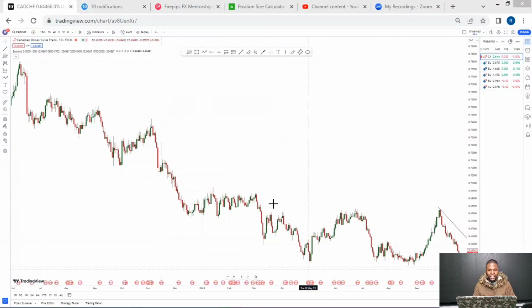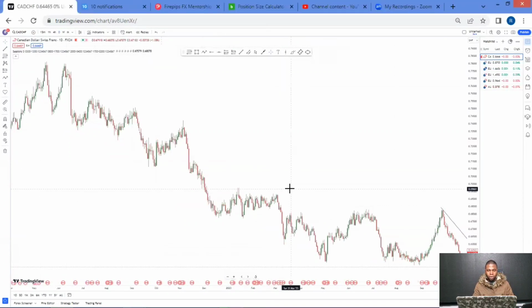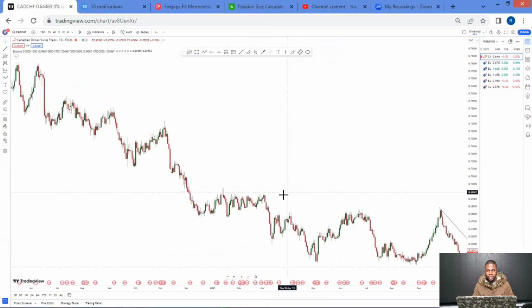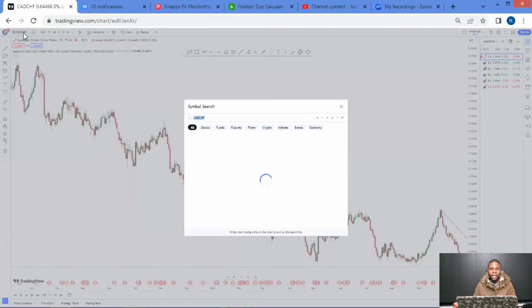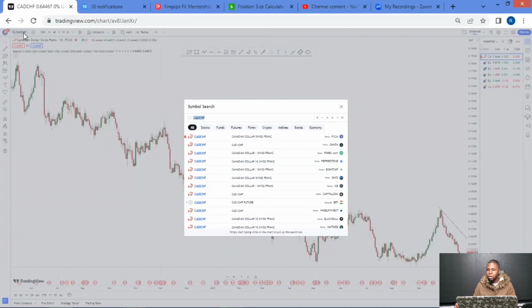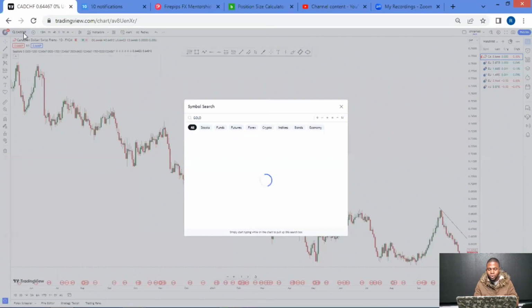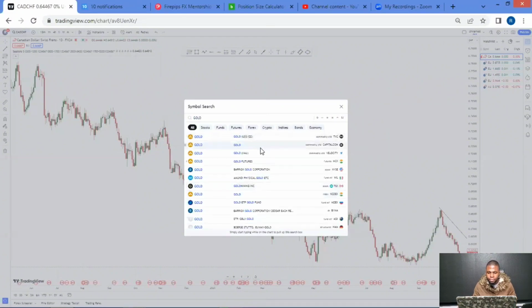Now look at this pair. Or let's choose something random. What pair can I go for? I know some people are saying GU, some people are saying EU, some people are saying gold. Let me think about it. Okay, let's do gold, guys.